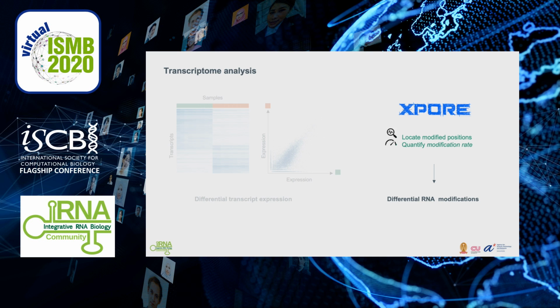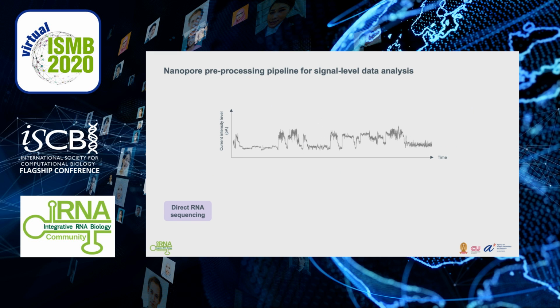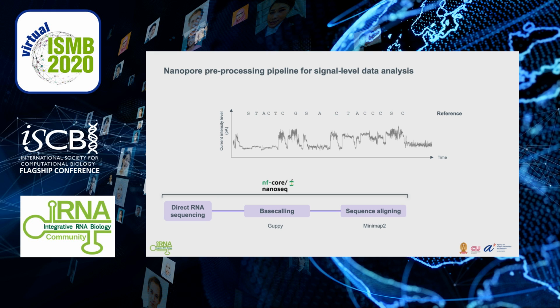Okay, now let me show you how the method actually works. Beginning with sequencing RNA using Oxford Nanopore, we've got a signal per read. Then perform base calling and transcriptome alignment using Guppy and Minimap2, or we can use nf-core/nanoseq, the Nextflow pipeline, to run these steps. After we know which read is aligned to which transcript, an additional step to analyze nanopore signal data is to segment the signal and assign it to the reference sequence. This can be done by nanopolish eventalign.